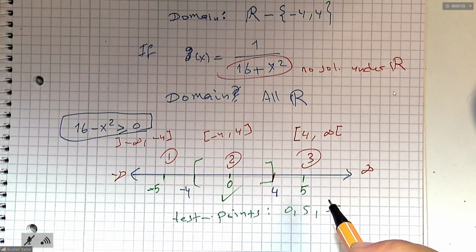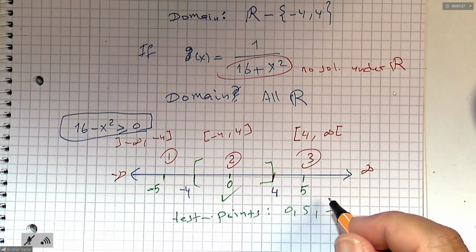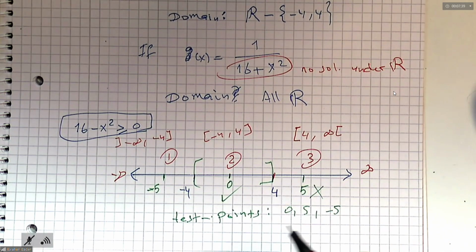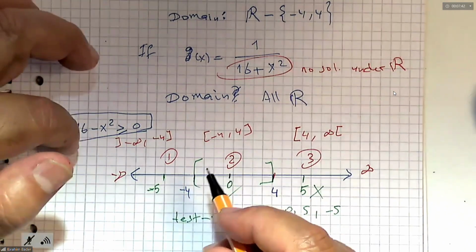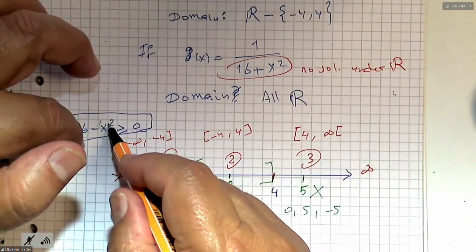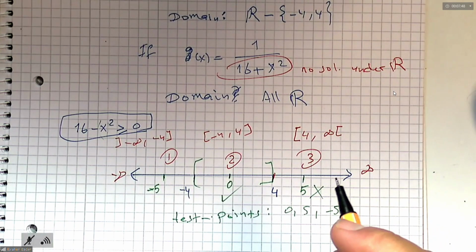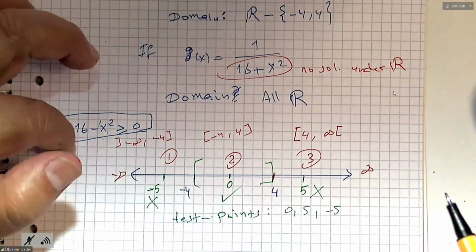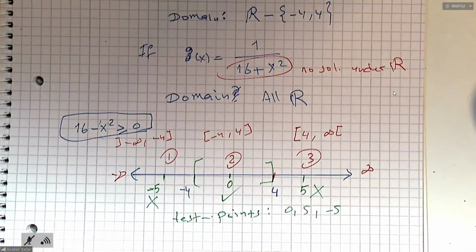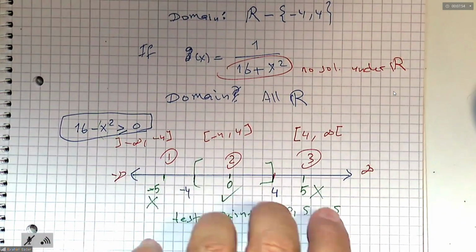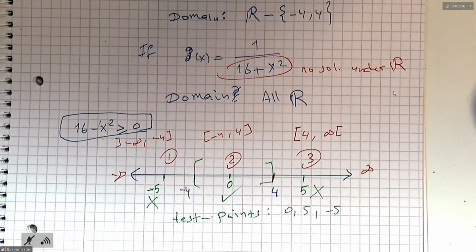-9. Is it greater or equal to 0? No. Okay, so I exclude this. The same for -5. Notice -5, I need to square here -5. So it's again -9. And it is not valid because -9 is not greater or equal to 0. So I'm left with the interval in between, which satisfies this inequality.